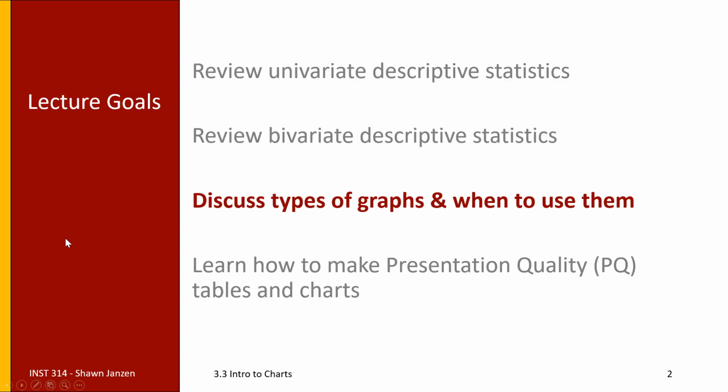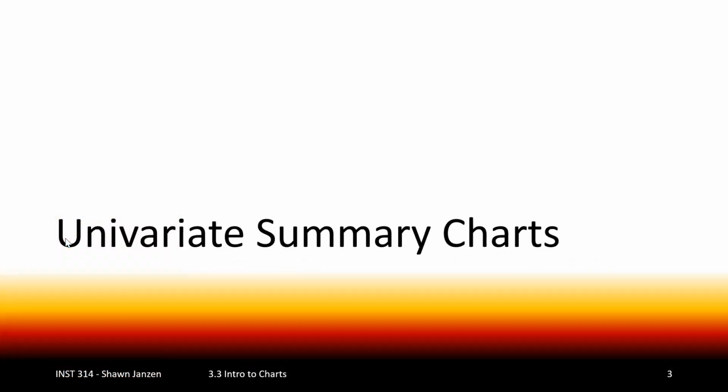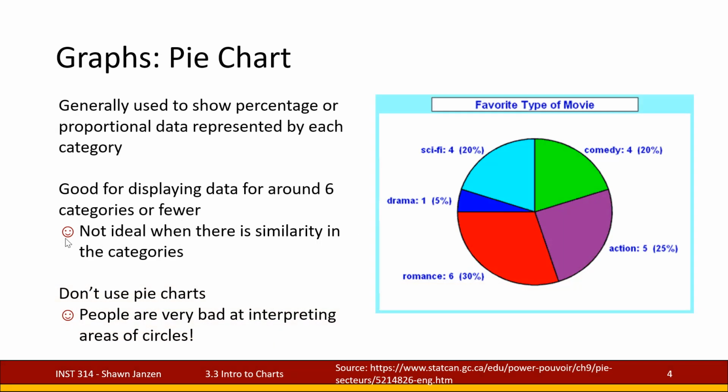So in the introduction to graphs and charts section, we're going to be looking specifically at the types of graphs and when to use them. And in the next one, we'll be looking at the different quality of some of these tables and graphs. So let's look first at the univariate summary statistics that we can be doing graphically.